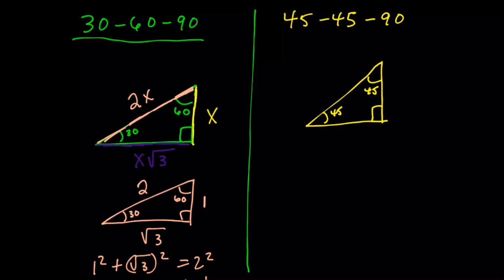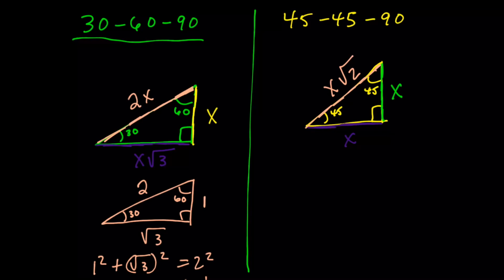So because both these angles are the same, both the sides opposite the angles are going to be the same as well. So we're going to call this green one x, and then we'll call this purple one also x, because they're both opposite the 45-degree angles, they're both the same length. And then the hypotenuse in the 45, 45, 90 triangle is going to be x times the square root of 2.